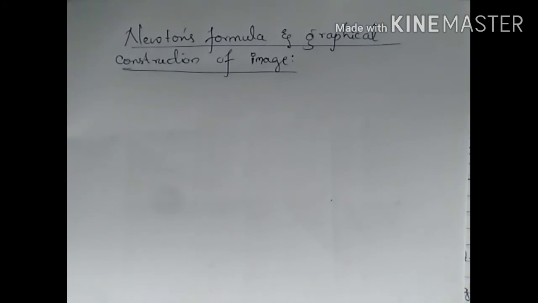So using all these 6 points, now we are supposed to draw the image of an object which is placed on the principal axis. In order to construct the image, we need to follow some rules, just to make how the image is formed after refracting from the different angles. So now let us learn.